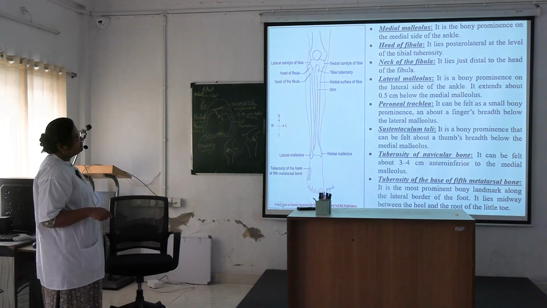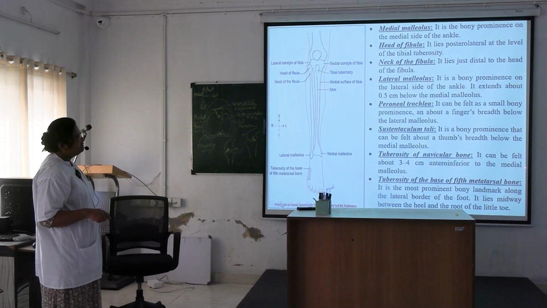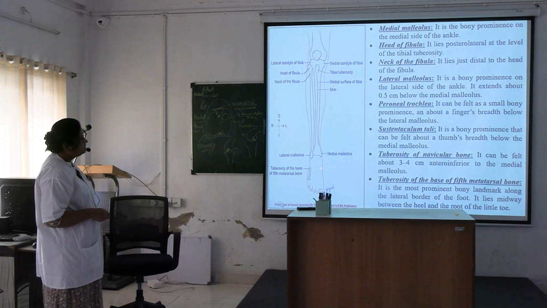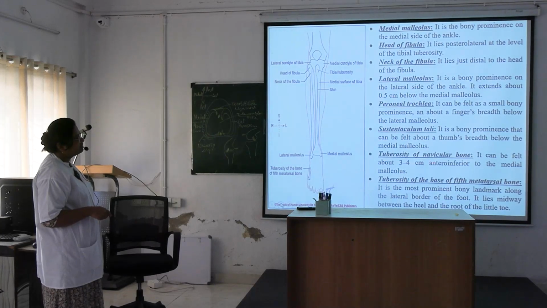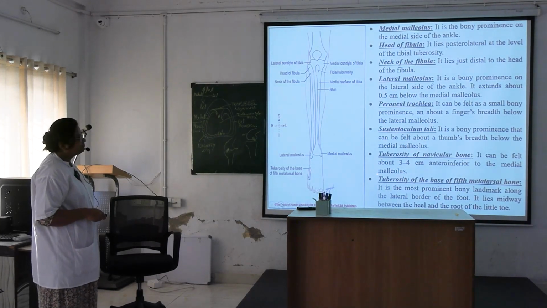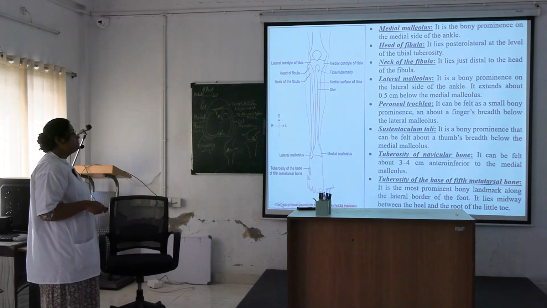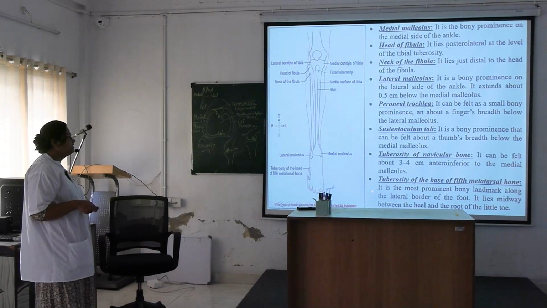Then there is tuberosity of the navicular bone. It can be felt about 3 to 4 cm antero-inferior to the medial malleolus. So, just below this sustentaculum tali, below and in front, at this region you will feel the tuberosity of the navicular.